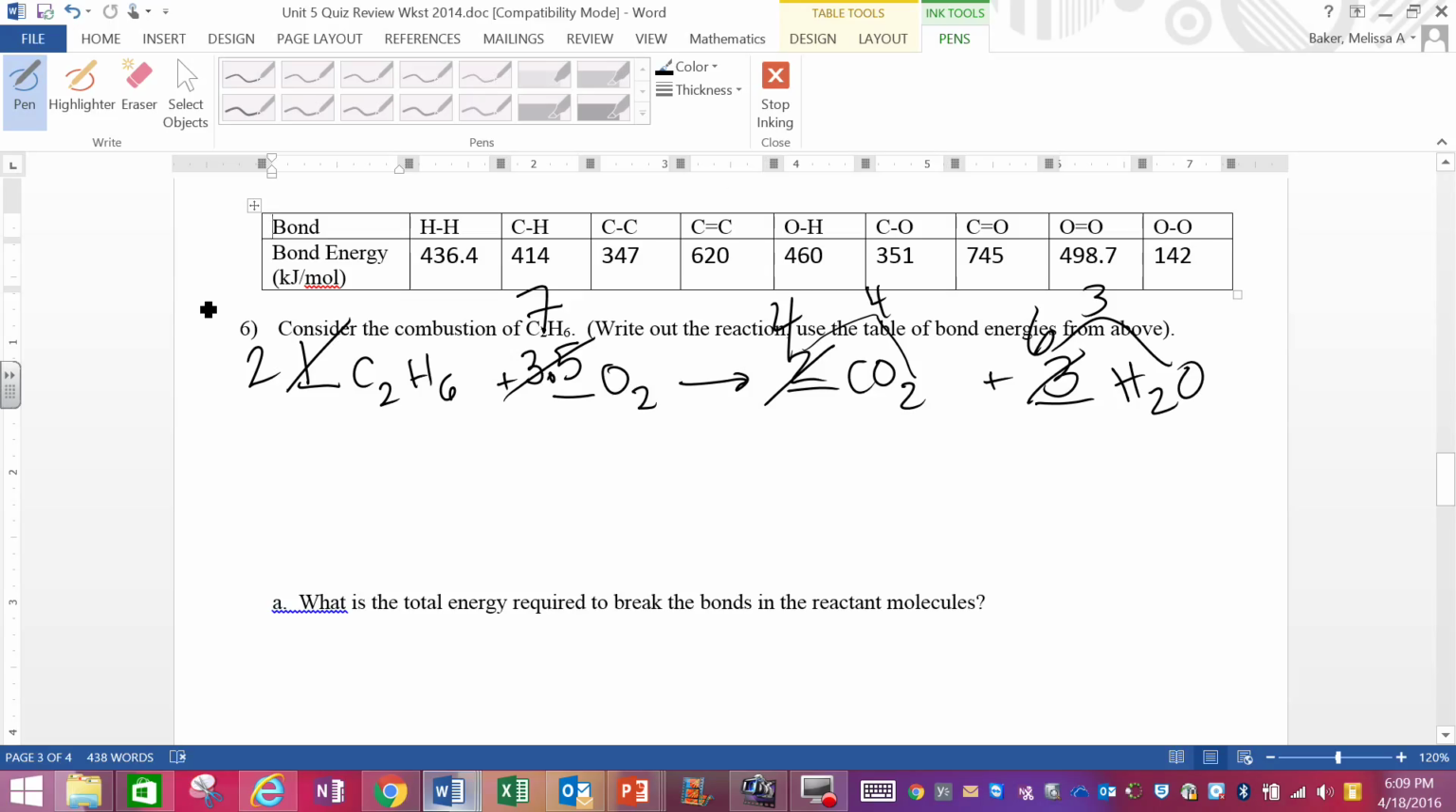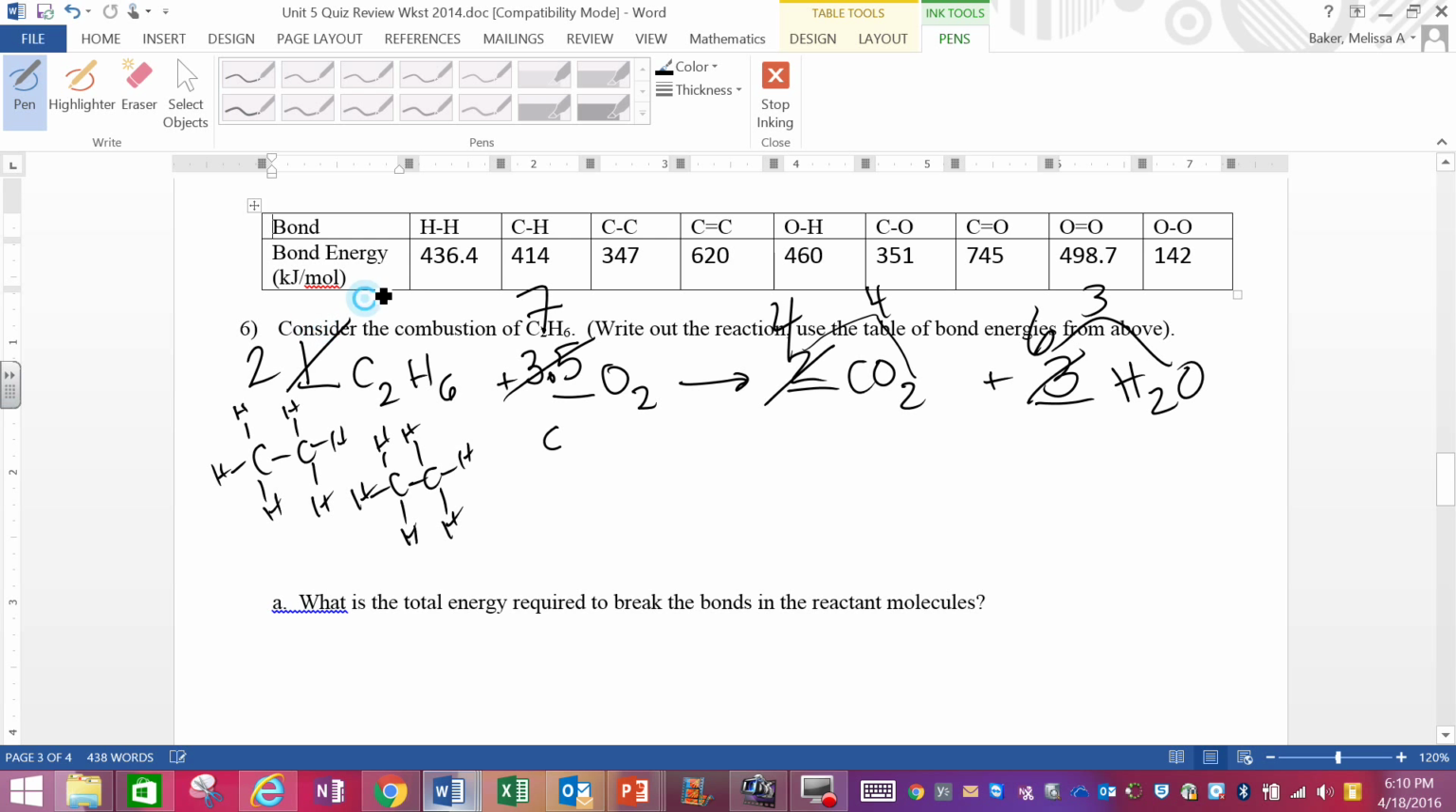I'm also going to draw these out. So I'm breaking the bonds in 2 C2H6s. So I'm going to sketch those out so we can really see how many bonds we're breaking here. So here are my 2 C2H6s.